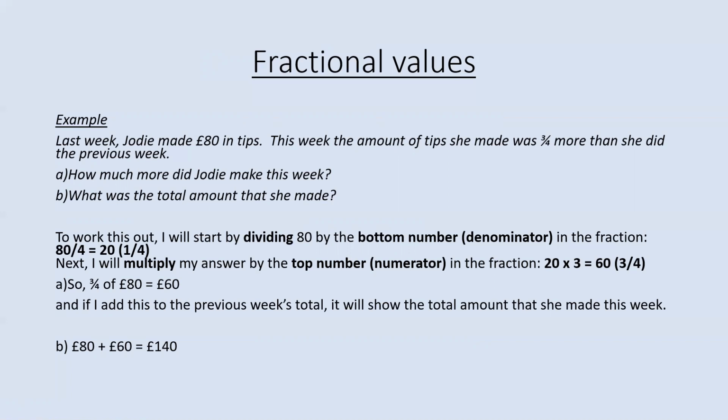And if I add that to the previous week's total, it will show the total amount that she made that week. £80 plus £60 equals £140. Just with the process there, always find out, if you're given these fractions, what 1/4 or 1/5 or 1/7 is worth as your first step, and then multiply that answer by the top number in order to get the answer that you're looking for.